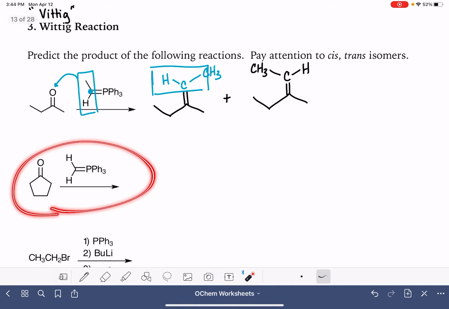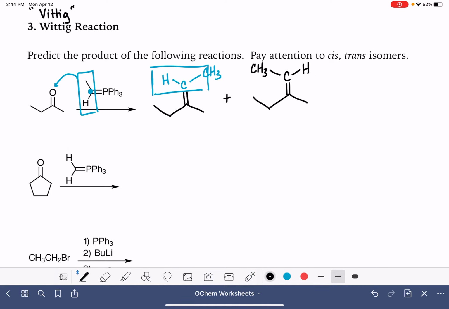Here's another one. Again, we can practice predicting the products here. We are going to keep the double bond, but instead of it being a double bond to an oxygen, it's going to be a double bond to the non-phosphorus half of the Wittig reagent. That's a carbon atom with two hydrogens on it. Right there. No cis-trans to worry about with this one.